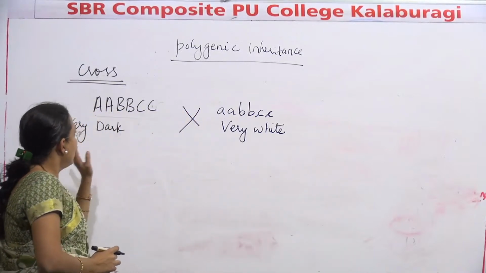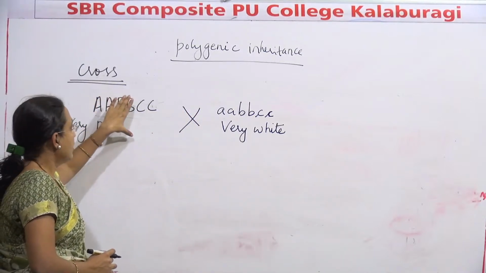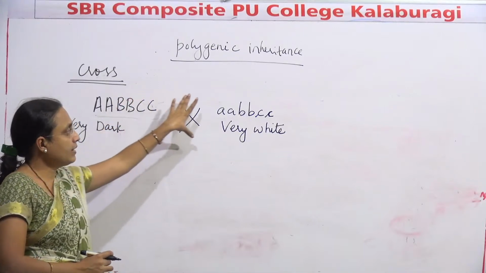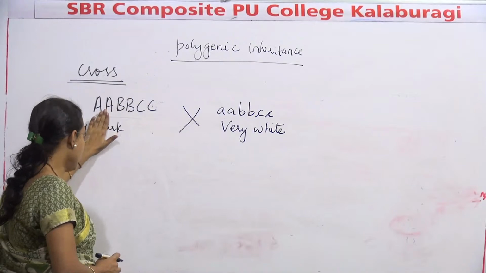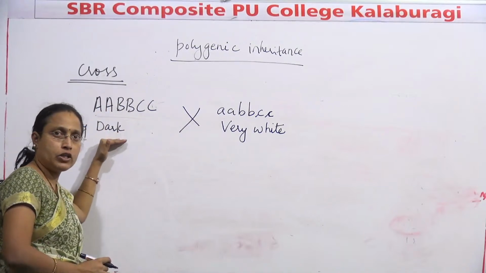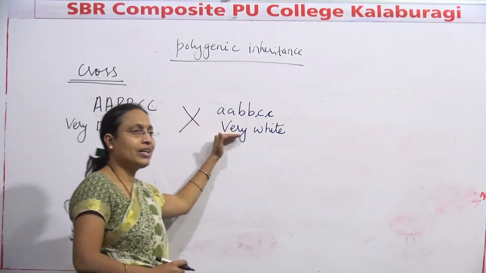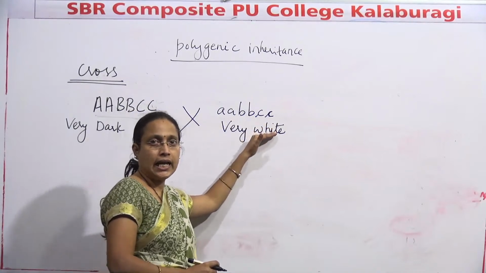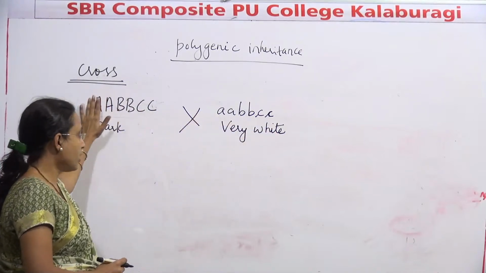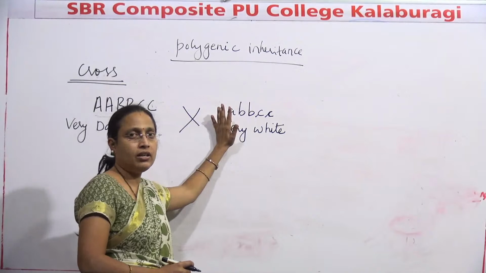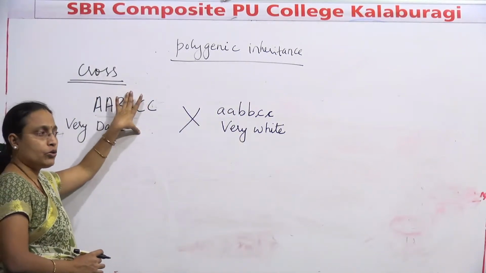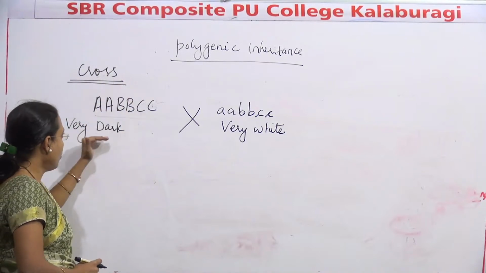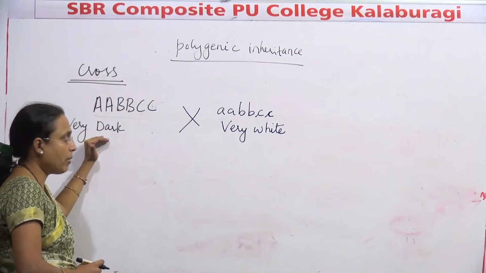Got it? So this is the parental generation in this polygenic inheritance. These two are the parental generation. One is a very dark skinned individual and another is a very white skinned individual. Therefore comes Negroid as well as Caucasian crossers. So what are the gametes produced by one of the parents? That is the very dark parent.